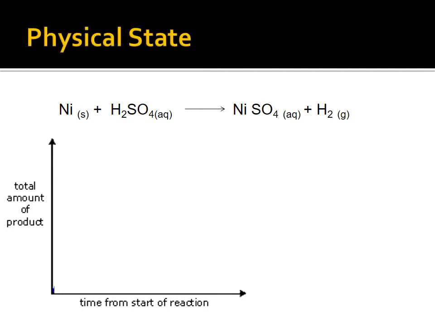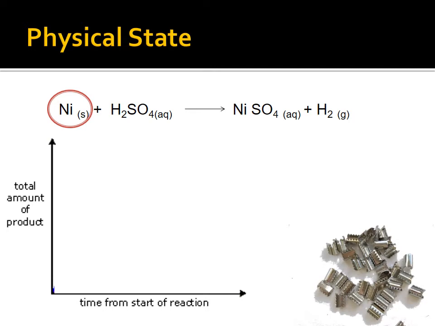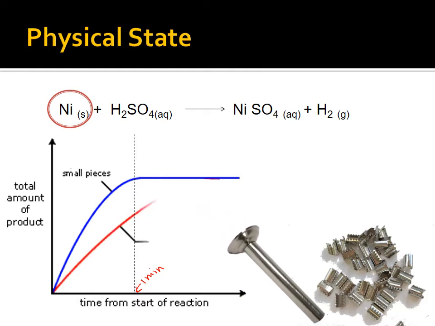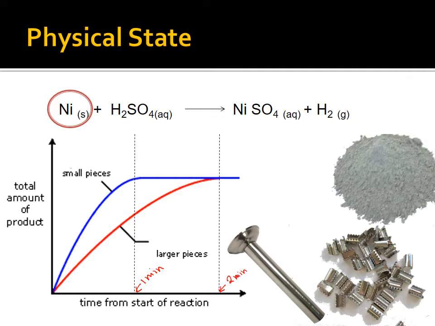Let's first consider the effect of the physical state of nickel metal on the reaction rate. Here, small pieces of nickel metal dissolve in sulfuric acid. You can obtain a graph like this. The reaction time is around 1 minute, let's assume. Then, if you use large pieces, the graph will change into this kind of graph. The time taken to totally react will be more, around 2 minutes. Then, if you use powder, of the same mass, the reaction gets faster than in the previous reactions.